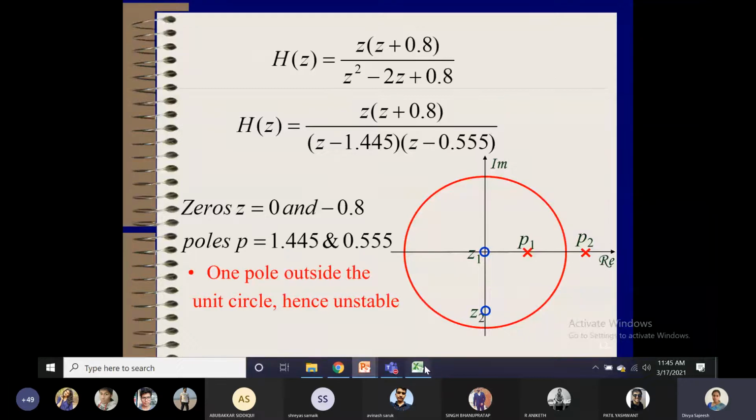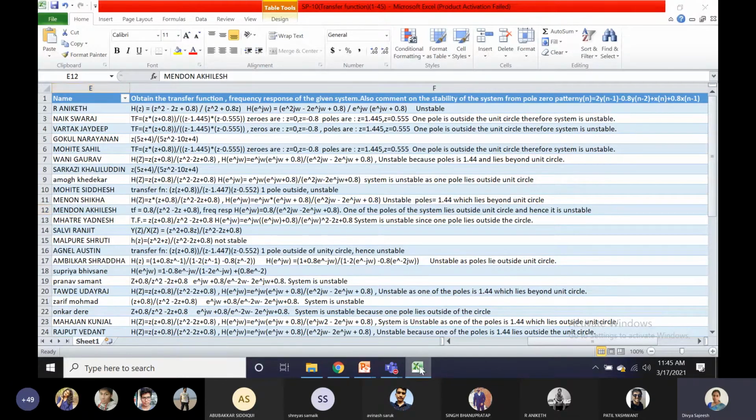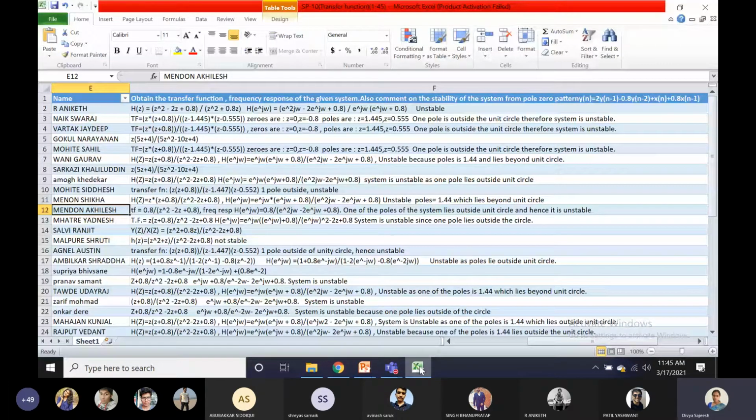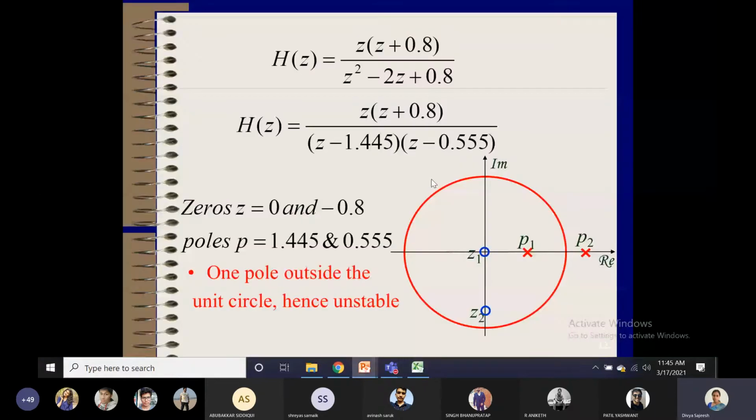By looking at the answers, I can see most of you are getting the answer. Few have done it wrong also. So many of you are getting it, but few of them have made mistakes. You check where you have done the mistake. Then frequency response, how will you obtain it? Directly substituting z as e raised to j omega will give you the frequency response of the system.